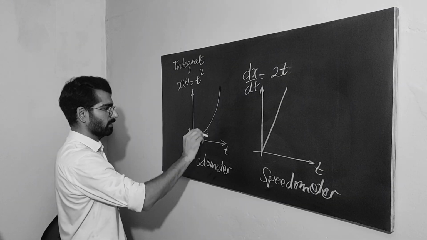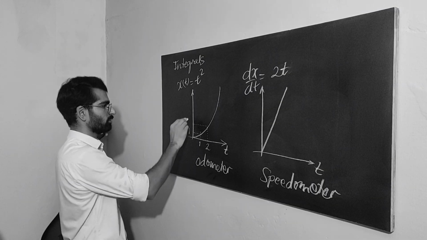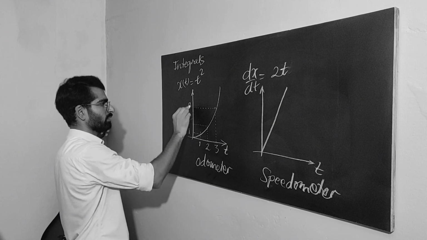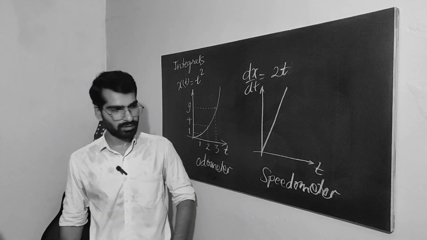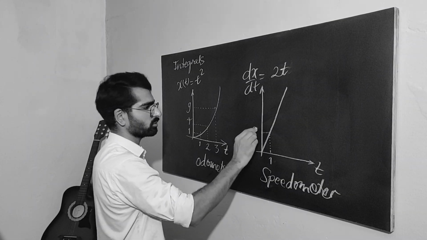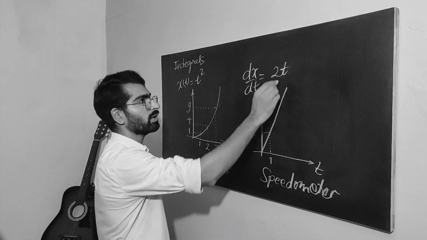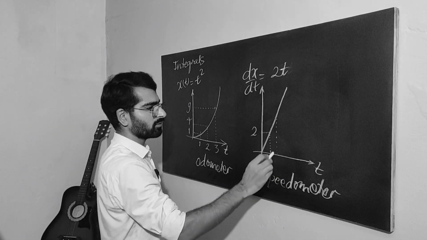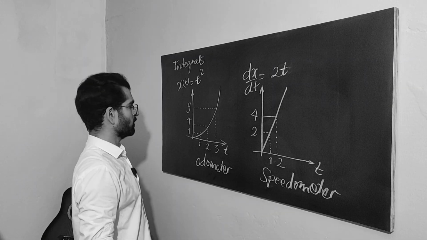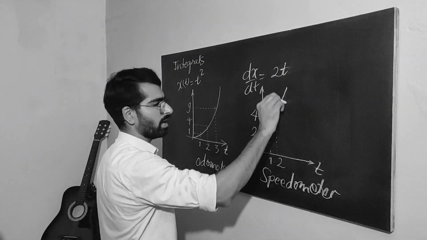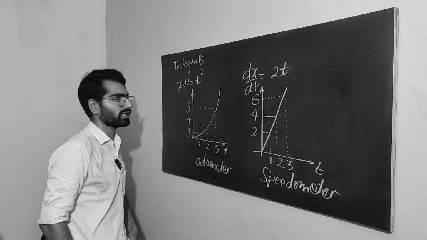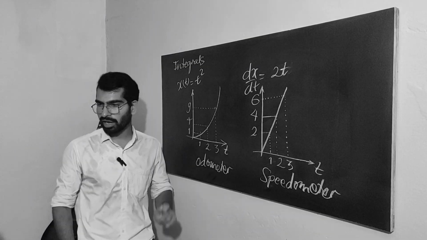In other words, after 1 second, my trip meter is going to tell me I am 1 meter away. After 2 seconds, 4 meters. After 3 seconds, 9 meters away from my home. And this tells you the speeds along the way. After 1 second, my speed is going to be 2 meters per second. Put 1 here, you get 2. After 2 seconds, my speed is going to be 4 meters per second when I am here. After 3 seconds, it's going to be 6 meters per second when I am finally at 9 meter mark.